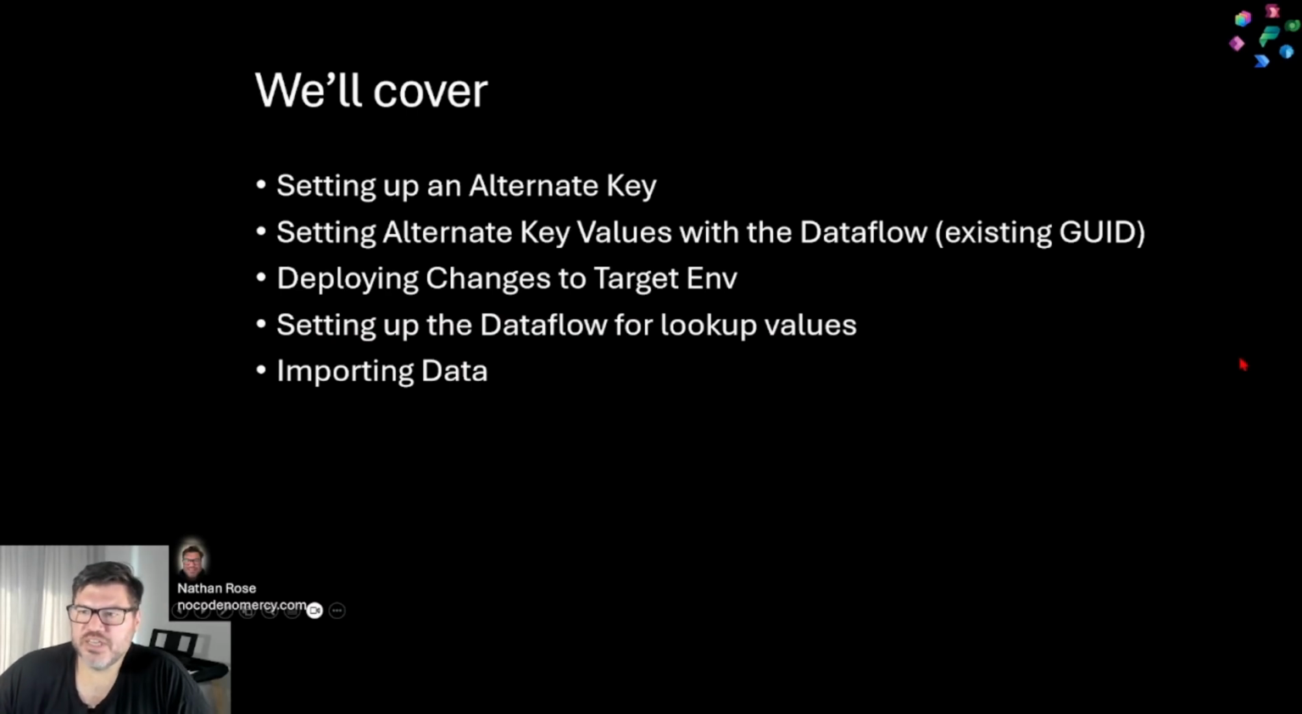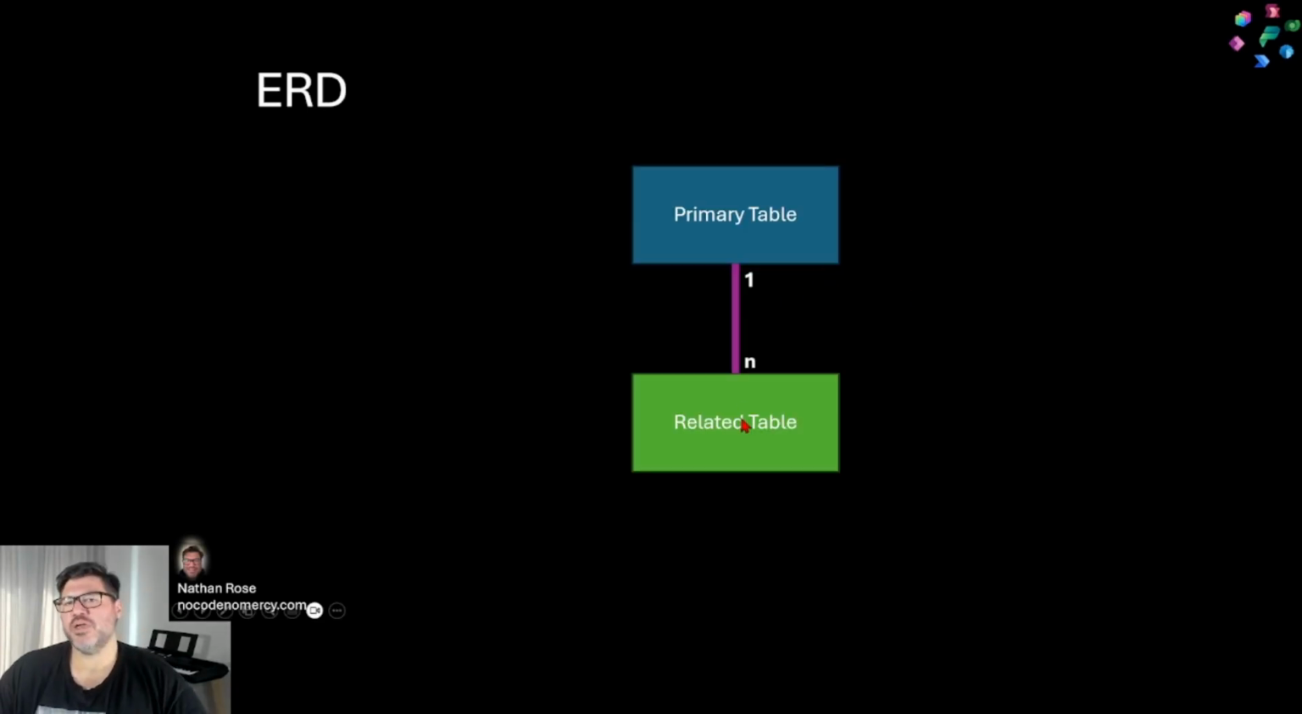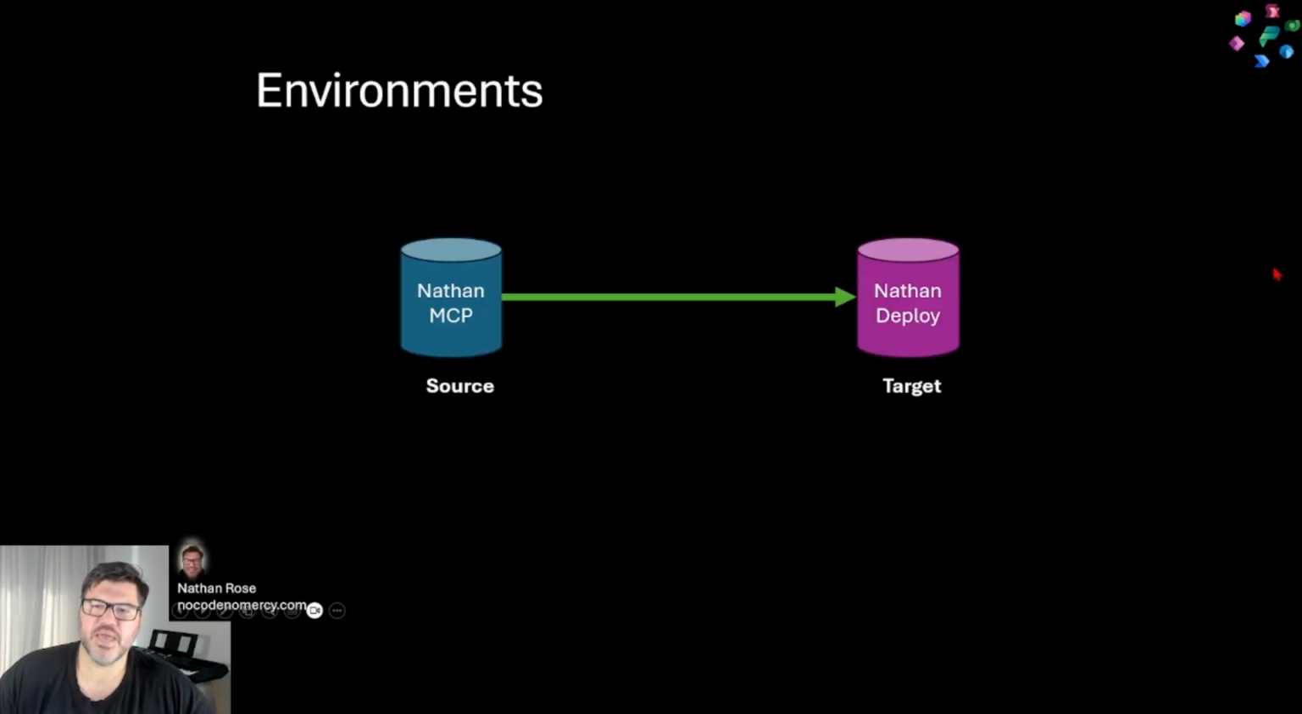Now, a few things to get through by way of preamble. In terms of our ERD, I've got a really simple two-table setup, a primary table and a related table. The related table has a many-to-one relationship to the primary table, meaning there is a lookup value column on the form for the related table to show the primary table. And in terms of environments, I've got a very simple two-environment setup. My source data and customizations are here in the Nathan MCP environment, and I'm going to deploy everything to the Nathan deploy environment. That's my target environment. All right, we've got enough to get started, so let's crack into it.